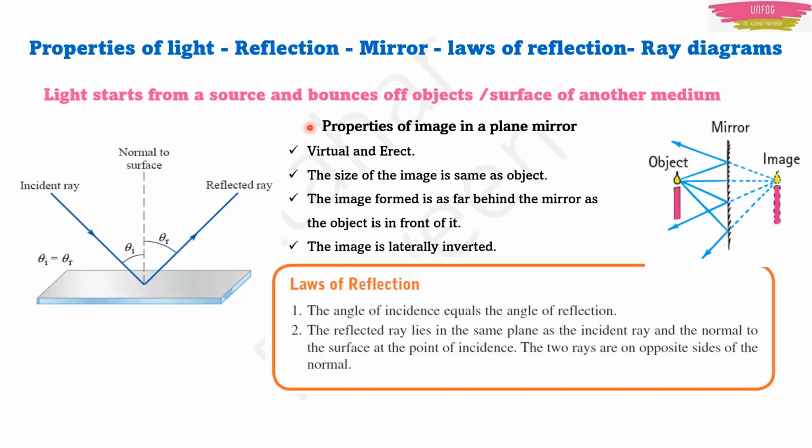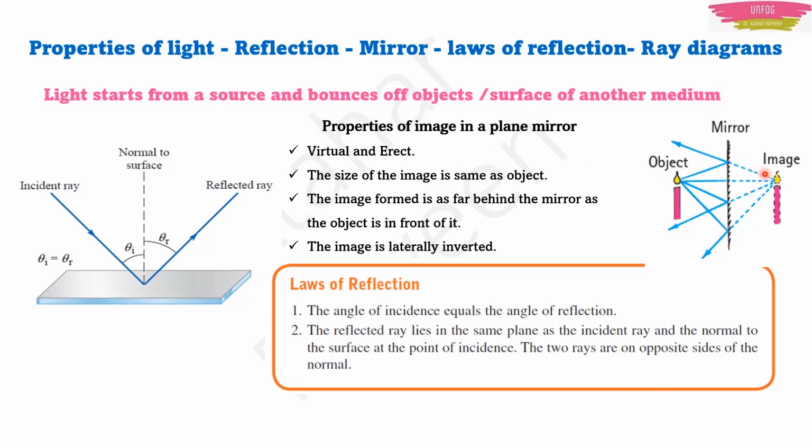The first is that a virtual and erect image is formed. What do you mean by virtual? Virtual is that something which you cannot touch or which you will just have to imagine. You cannot touch. Can you touch the image in the mirror? You cannot touch, isn't it?